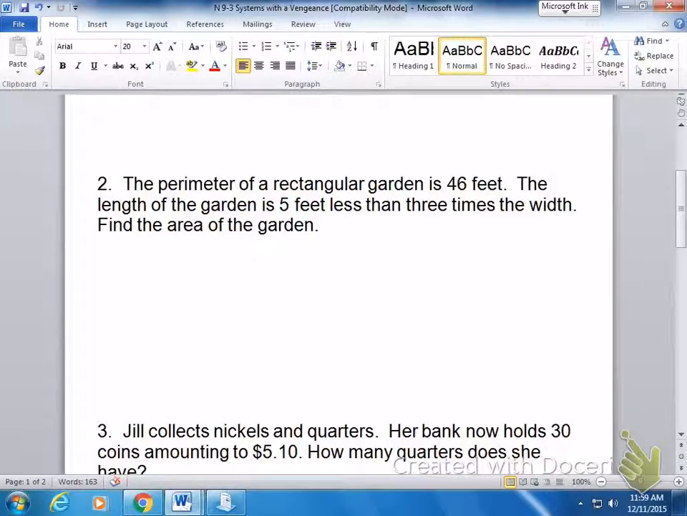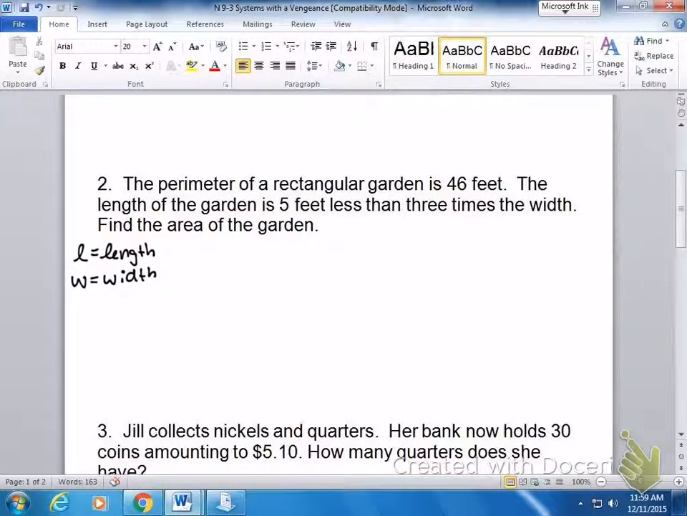The perimeter of a rectangular garden is 46 feet. The length of the garden is 5 feet less than 3 times the width. Find the area of the garden. So what I'm talking about in this is length and width. So I'm going to say L equals length and that W equals width.